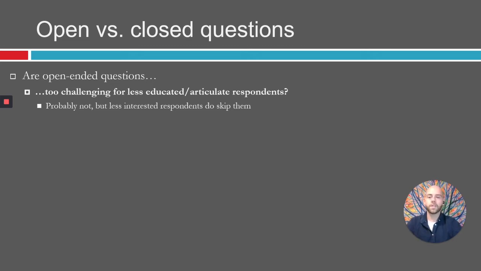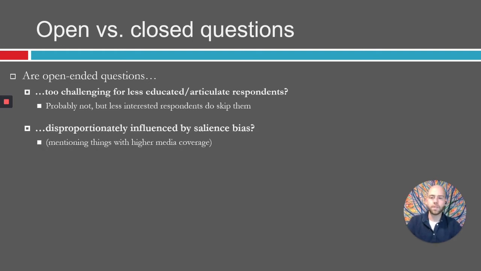But respondents that are less interested, which frequently is going to include respondents that are less educated, are going to skip open-ended questions more often because they are more challenging. They are more time consuming. They're not necessarily too challenging for less educated people, but they might be just less likely to answer them. There are also concerns that open-ended questions are influenced by something called salience bias. This is just the idea that when something gets higher media coverage, it's going to be more accessible and more top of mind for people when they're answering something.